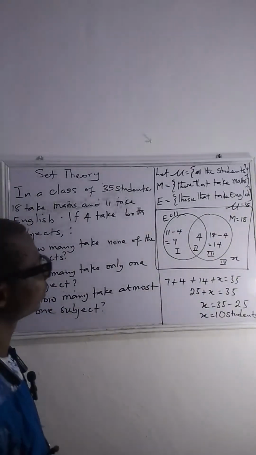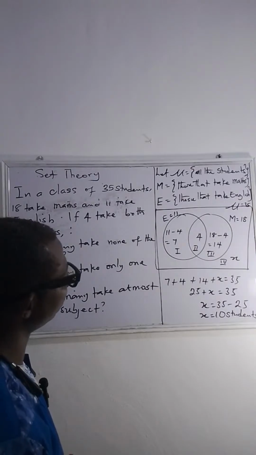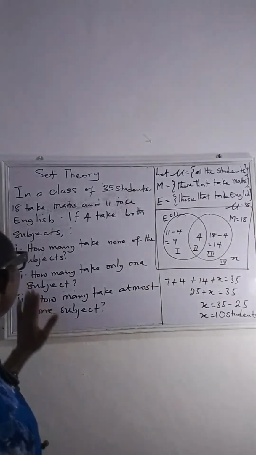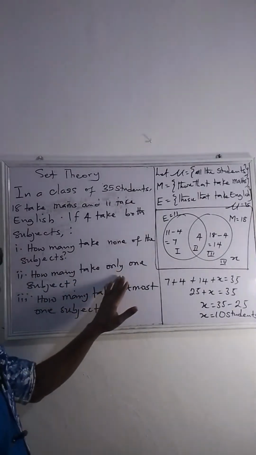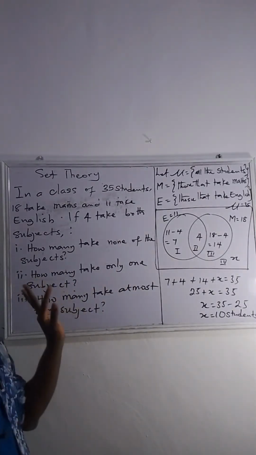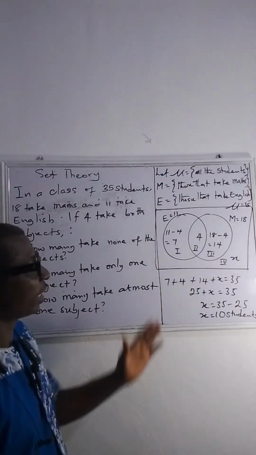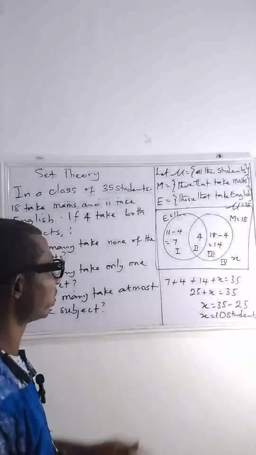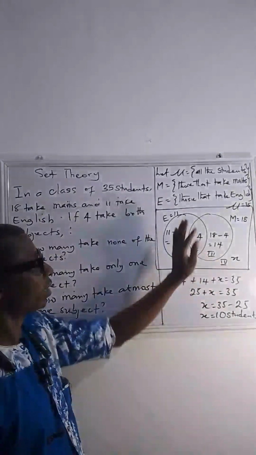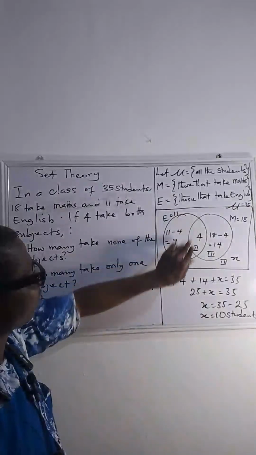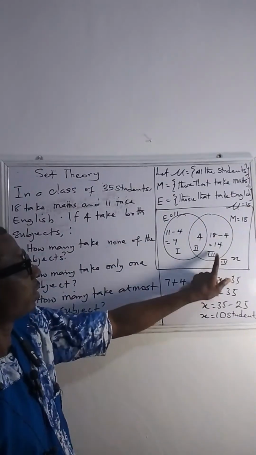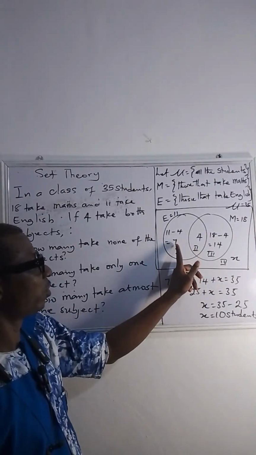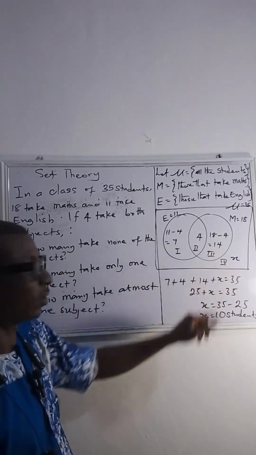Okay, now can we move down to the next thing here? Now the question says, how many take only one subject? Now it's clear here. The number of those that take only one subject, you add this and this together. Now only English is 7. Only mathematics is what? 14. So only one subject is the addition of 7 and 14.